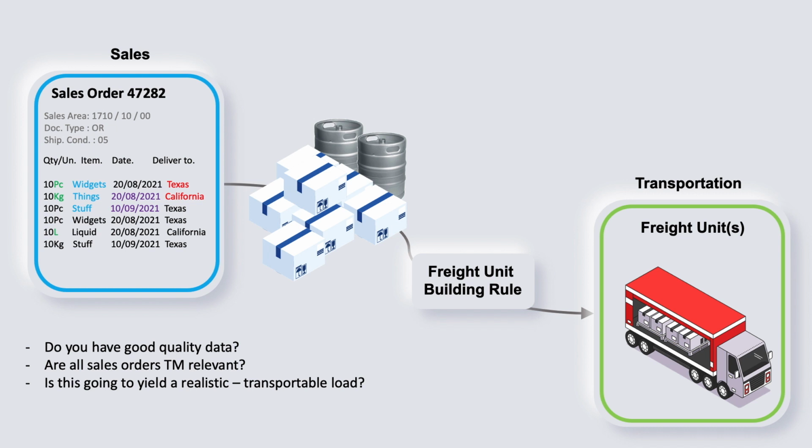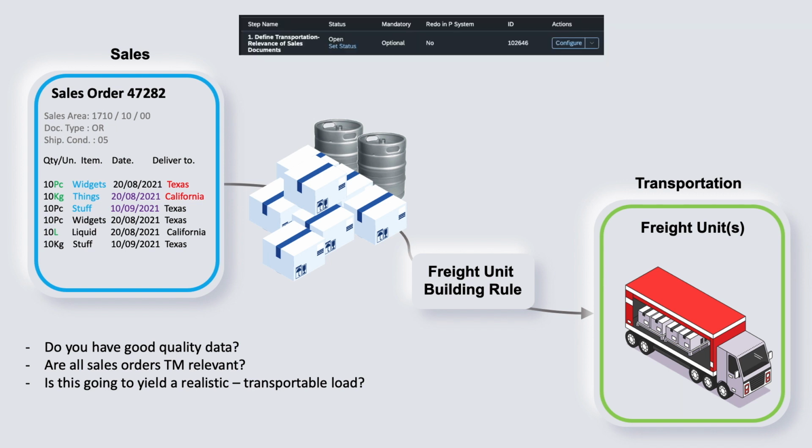The second item that we're going to be looking at is, are all sales orders TM relevant? As I said earlier on, it could be that some sales orders you do not wish to have planned with transportation management. So to determine if a particular sales order should be planned via TM or not, there is a simple SSCUI called Define Transportation Relevance of Sales Documents that needs to be maintained, and this is where you will in effect indicate the parameters that will apply to let the system know that a particular sales order should be planned in TM or not.